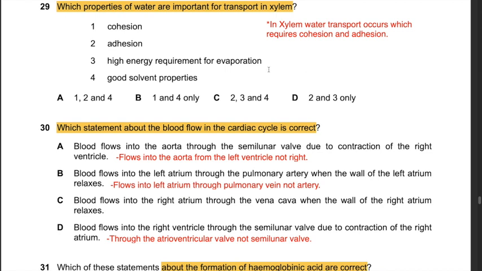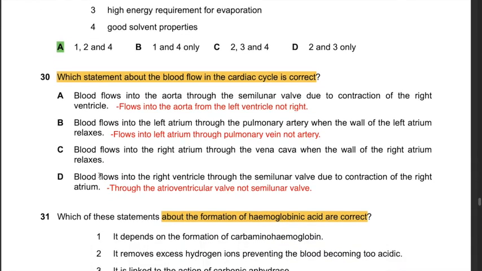1, 2 and 4. Cohesion, adhesion and good solvent properties. Why good solvent properties? Because xylem transports water and mineral ions. And in order to transport mineral ions, they must be able to be soluble in water. And water should have good solvent properties. Therefore, A is the answer.